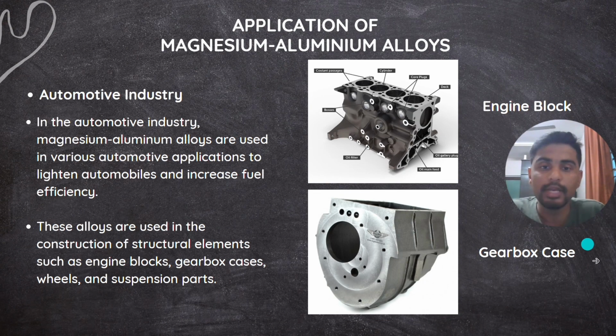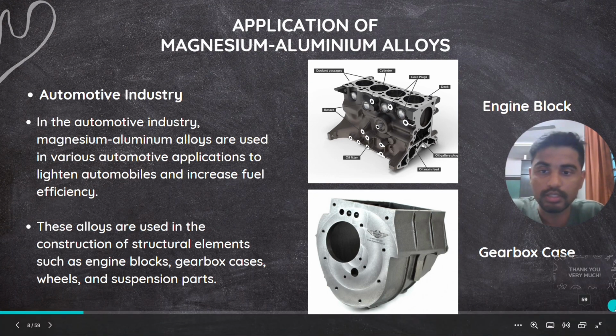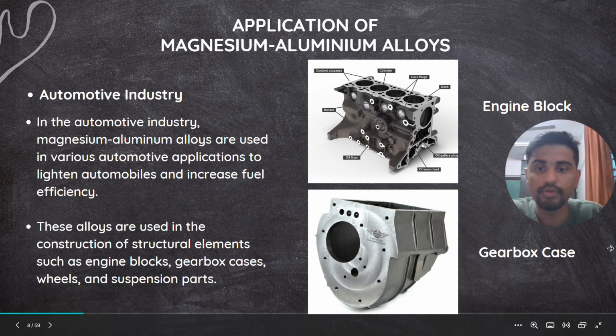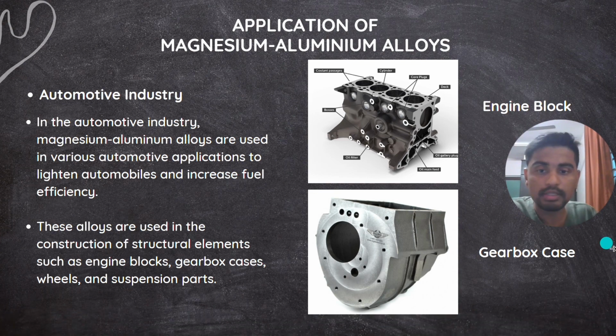Firstly, the application of magnesium aluminum alloys in the automotive industry. In the automotive industry, magnesium aluminum alloys are used in various applications to lighten automobiles and increase fuel efficiency. These alloys are used in the construction of structural elements such as engine blocks, gearbox cases, wheels, and suspension parts. As you can see on the left side of the slide, these are examples where magnesium aluminum alloy is used on an engine block and gearbox case.